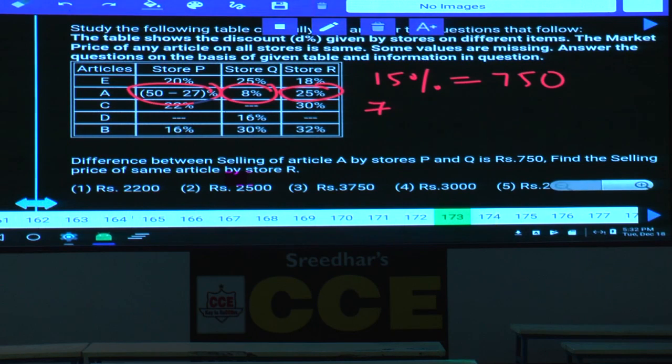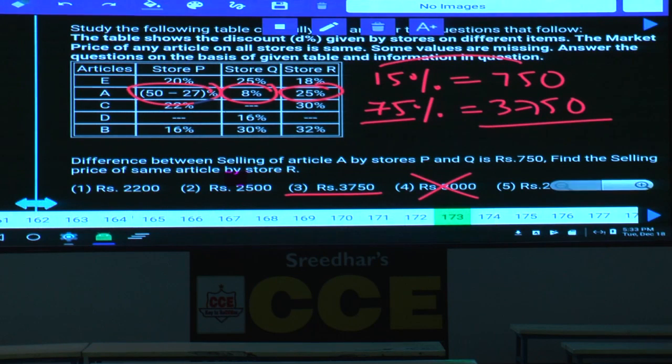Store R is giving 25% discount, then selling price becomes 75%. Got it? How many times? 50 times. 100 times of that number is 1500, and on the right hand side you have half of that. 100 times of this number is 7500. Half of that can never be 3000, because you know that the answer is either third option or fourth option. Fourth cannot be your answer. Without verification, you can go for 3750 as the final answer.